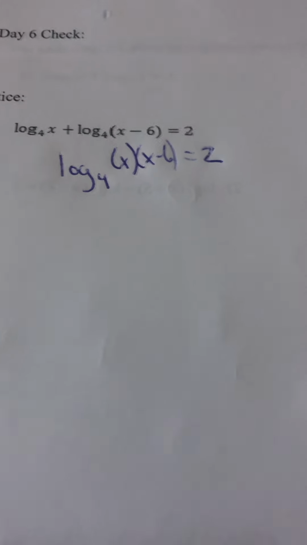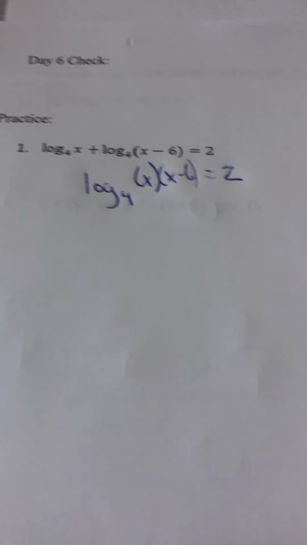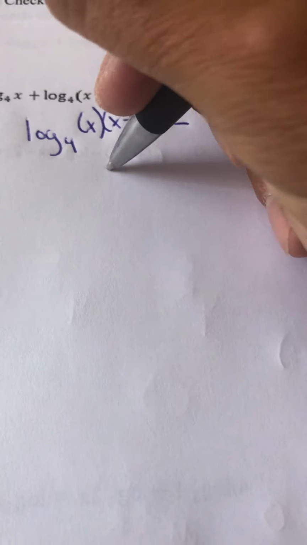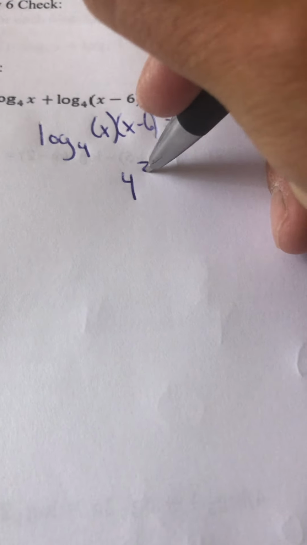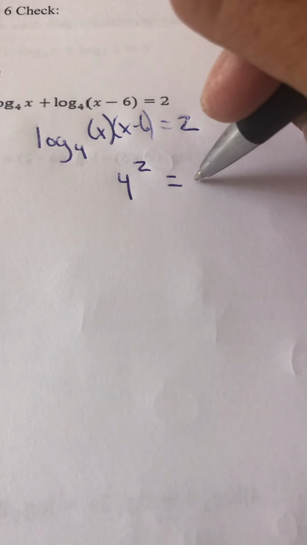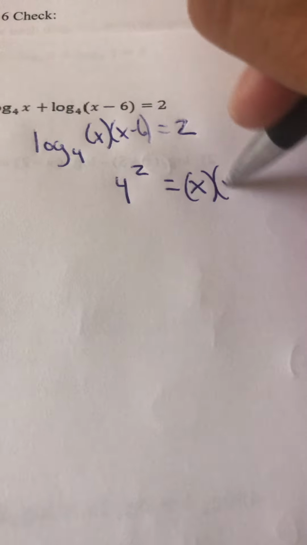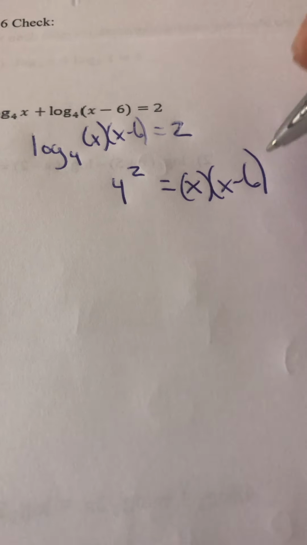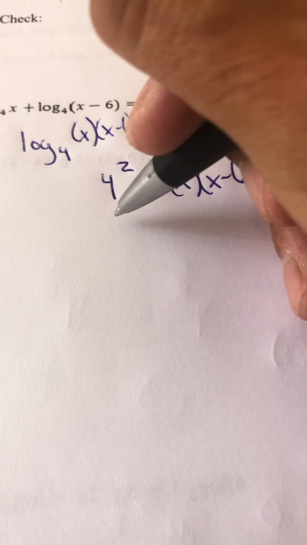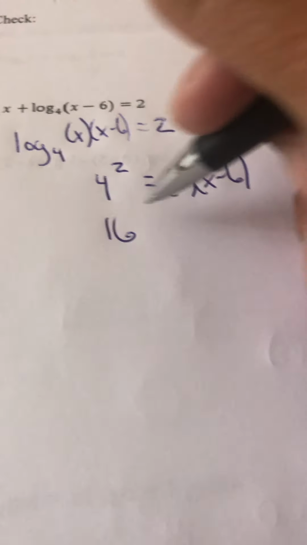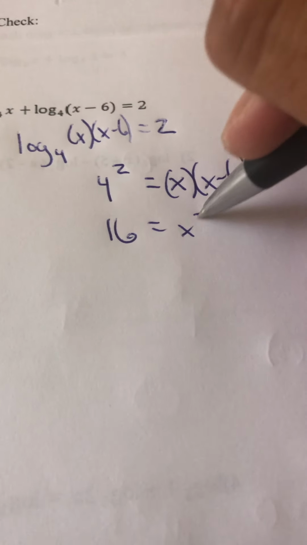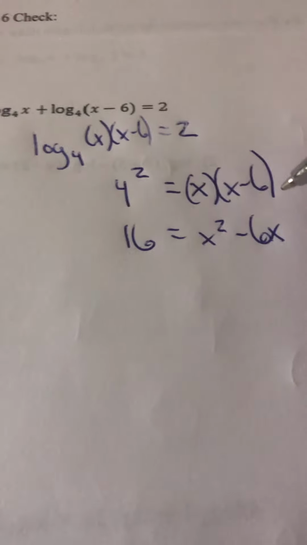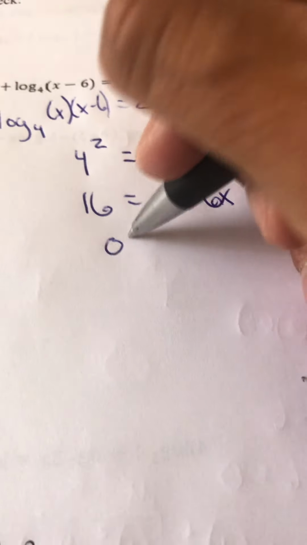The next thing that we need to do is write this in exponential form. So what this turns into is 4 to the second power is equal to x times (x minus 6). So we're going to simplify. We have 4 squared, which is 16, equals x squared minus 6x. We then subtract 16.